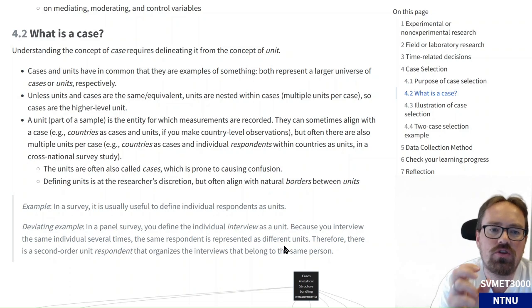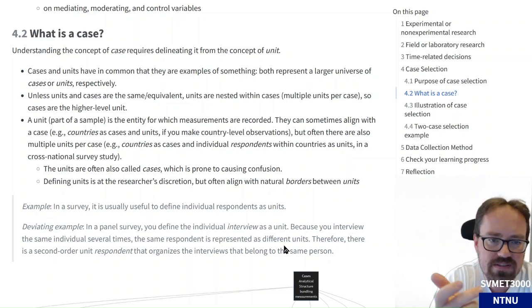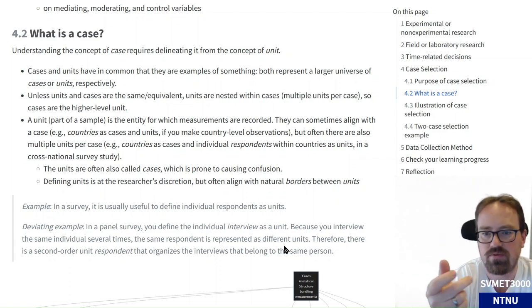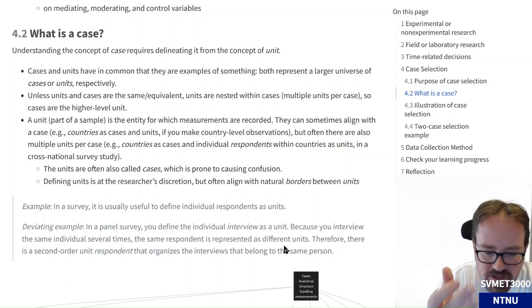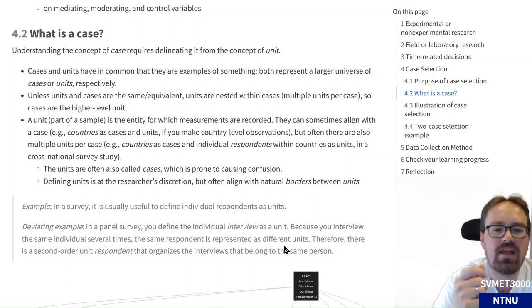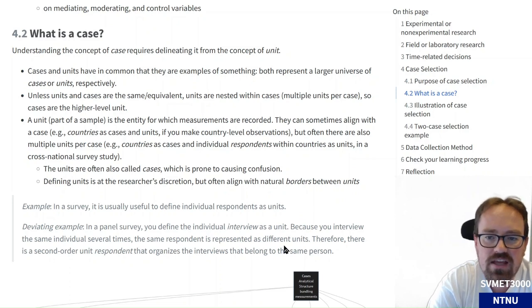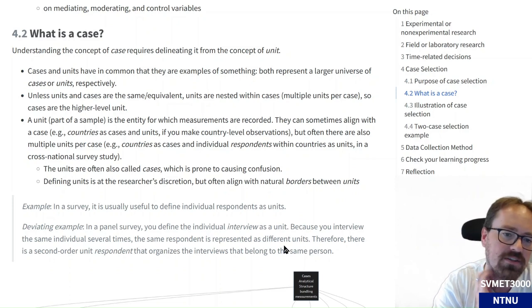Going back to the very concept of case and its relationship to units, I would like to zoom in a little bit on that, because you need to be really clear in that regard. Delineating case from unit is very important, because that's also the difference between case selection on the one hand and sampling on the other hand.